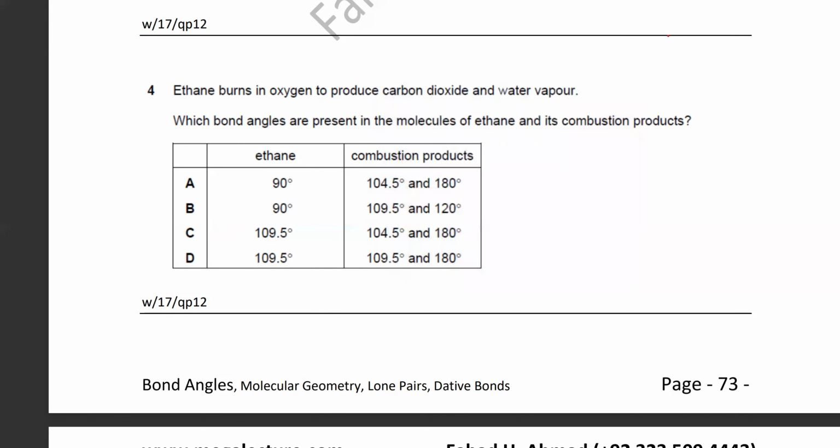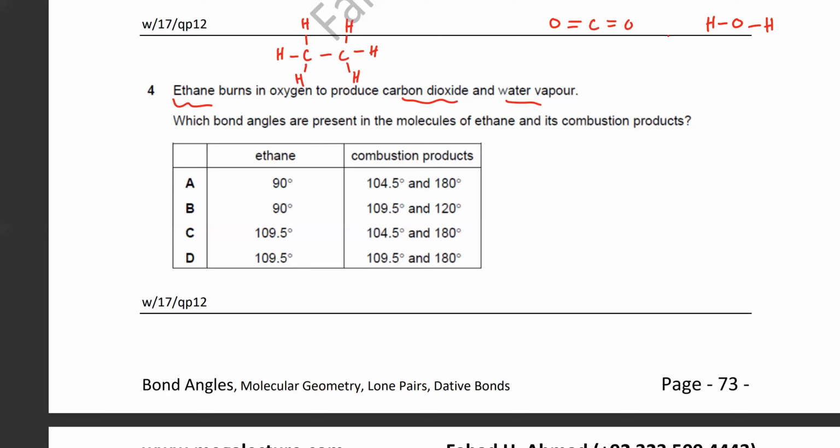It says that ethane burns in oxygen to produce carbon dioxide and water vapors. So ethane is this thing. It's carbon. If you've forgotten organic chemistry, you can just Google ethane and you'll figure what this is. Otherwise, even without organic chemistry, you should know that this is ethane. I've got a carbon dioxide molecule and I've got a water molecule. So I've got a water molecule as well.